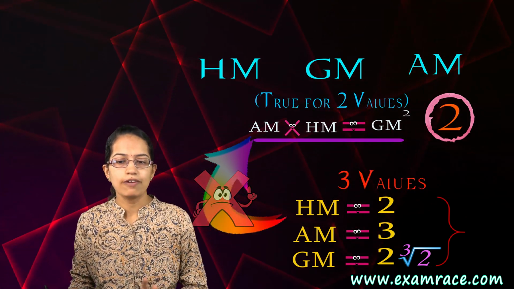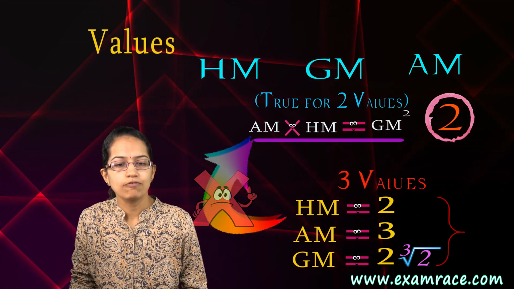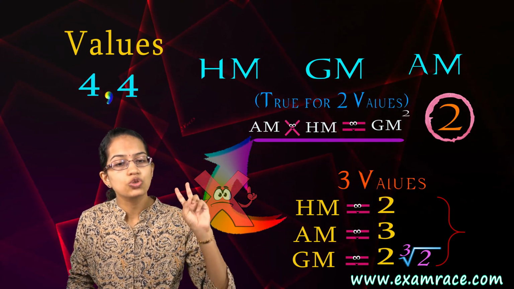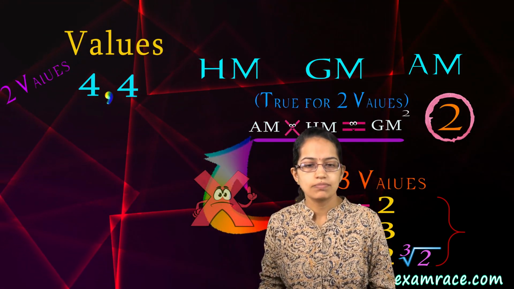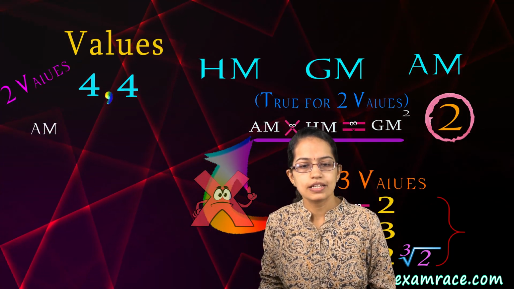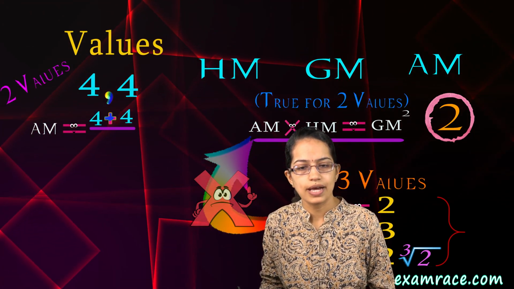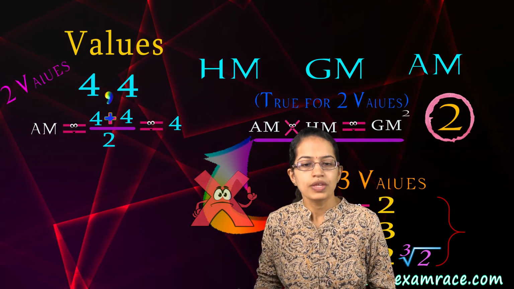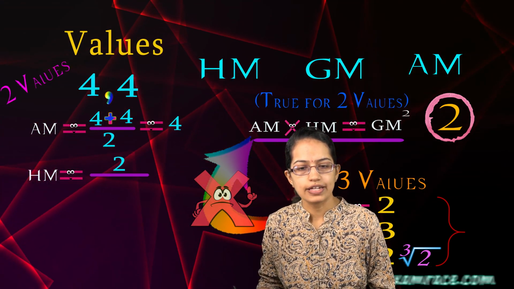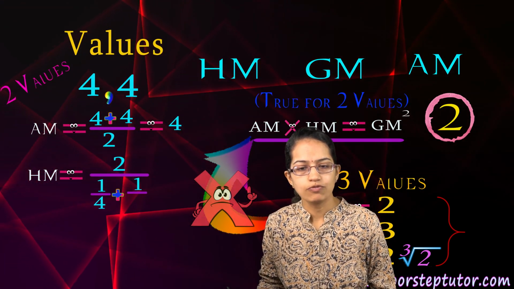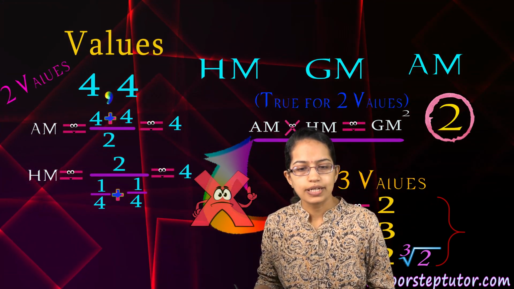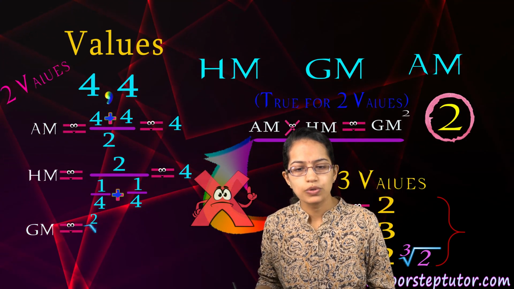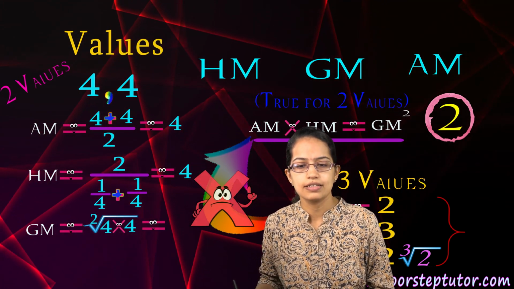Now let's change my values. My new values are 4 and 4. With just two values, I calculate all of these again. My arithmetic mean is 4 plus 4 divided by 2, and that comes to 4. My harmonic mean is 2 divided by 1/4 plus 1/4, and that again comes to 4. And then my geometric mean is the square root of 4 into 4, that again comes to 4.